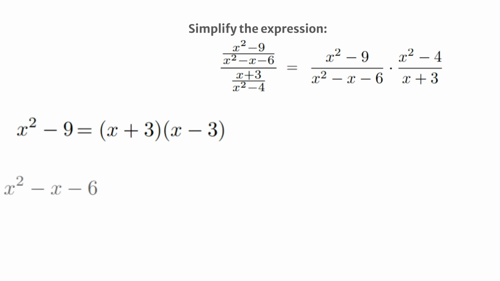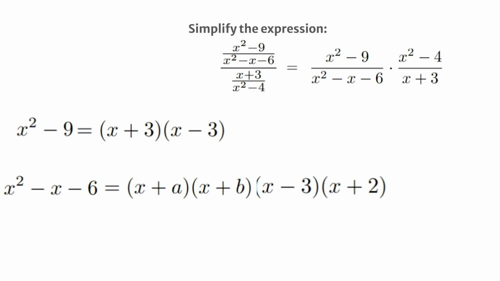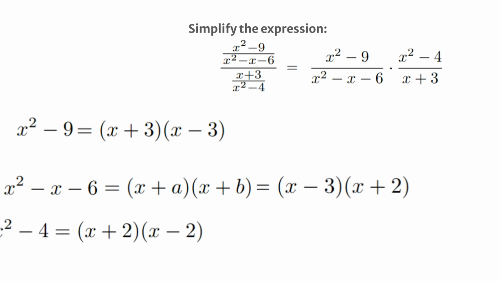We also factored x squared minus x minus 6 by assuming it could be written as x plus a times x plus b for some numbers a and b. After expanding and comparing, we found a equals minus 3, b equals 2, and that gave us x minus 3 times x plus 2. Finally, we factored x squared minus 4 as x plus 2 times x minus 2, doubling up on our use of the difference of two squares.